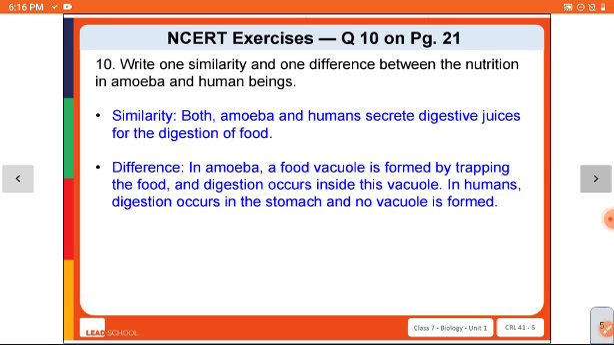Students, nutrition in amoeba and human beings: write one similarity and one difference. The similarity is that both amoeba and humans secrete digestive juices for digestion of food. The second is the difference. In amoeba, a food vacuole is formed by trapping the food, and digestion occurs inside this vacuole. In humans, digestion occurs in the stomach and no vacuole is formed. That is the difference.